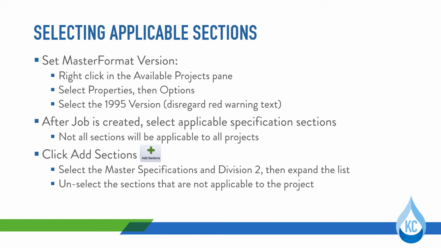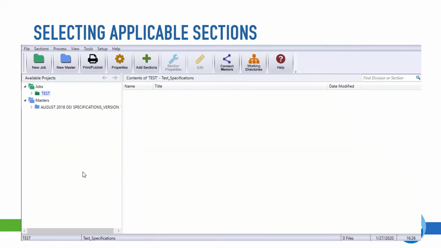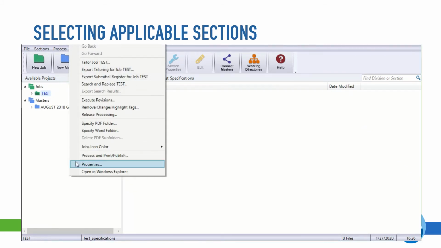A short video on the following slide provides visual instructions on setting the master format version and adding sections to your job. We're going to start by getting back into your job properties. So right-click the job name in the left panel and select Properties.